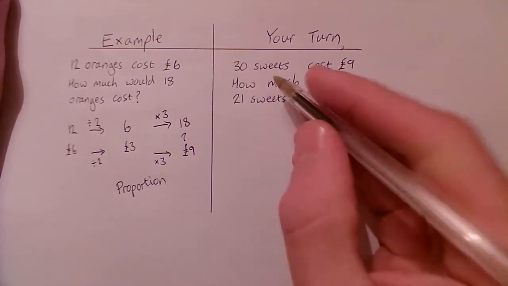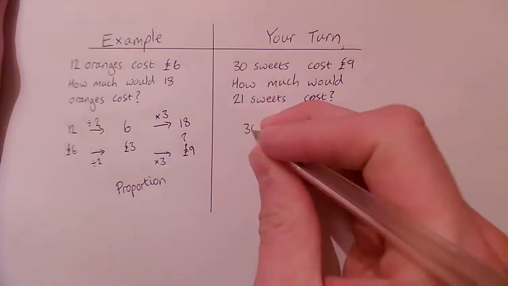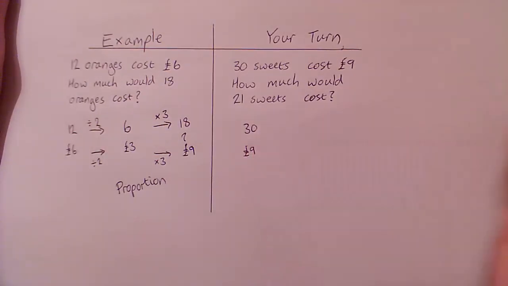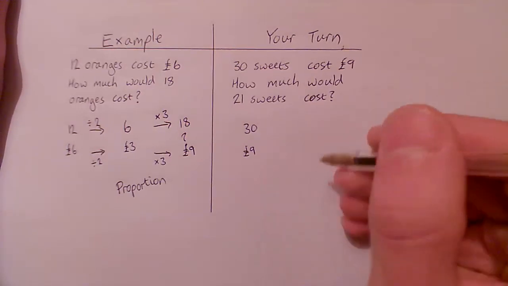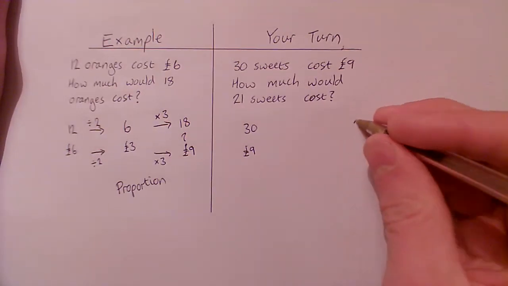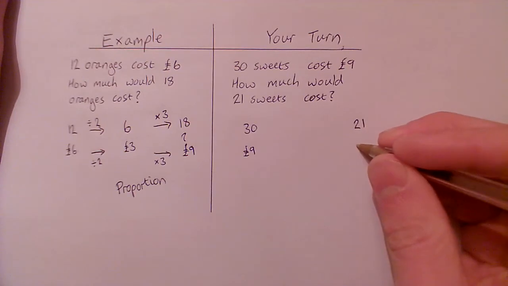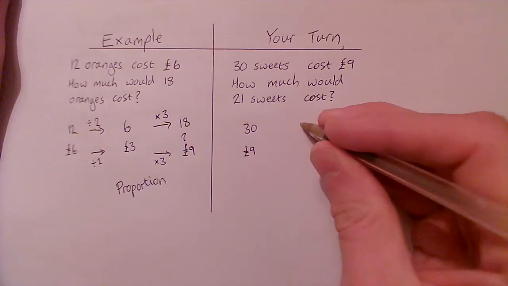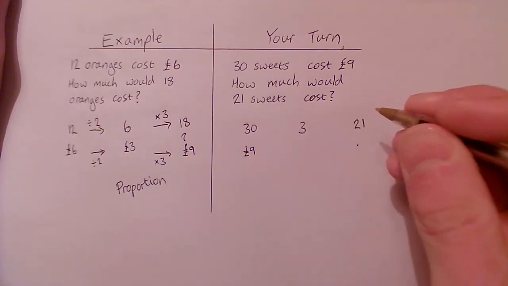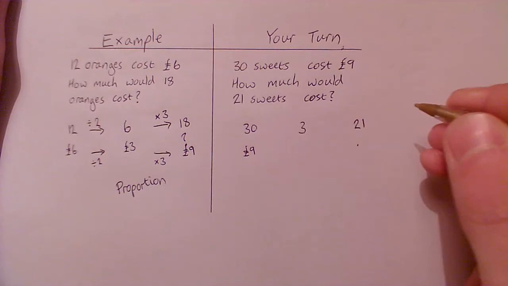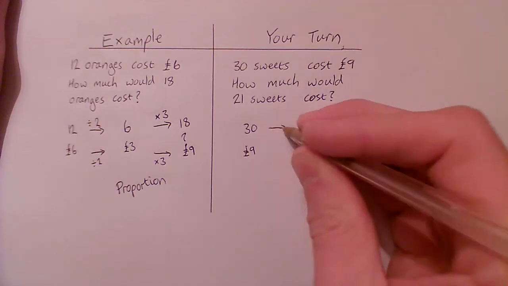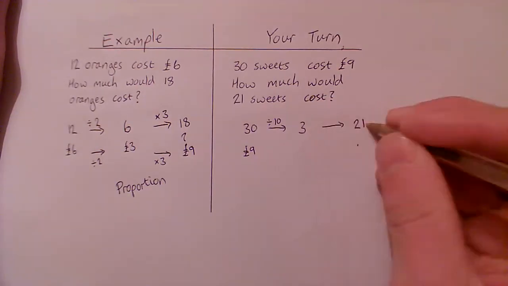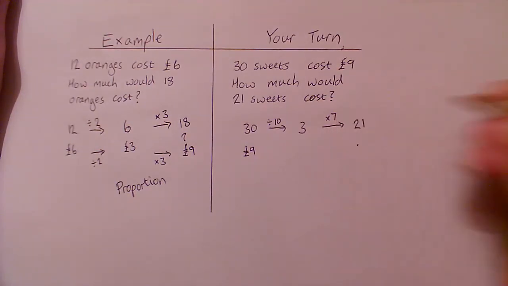Okay, great. Hopefully you've had a try. So I'm going to lay it out in the same way. So 30 sweets, in this case, are £9. Must be some kind of quite big sweets for £9 for 30 sweets, but there we go. And we want to get to 21 sweets, and we want to find out how much that costs. Well, 30 and 21 are both in the 3 times table, so we'll use that. To go from 30 down to 3, we divide by 10. 3 up to 21, we times by 7.